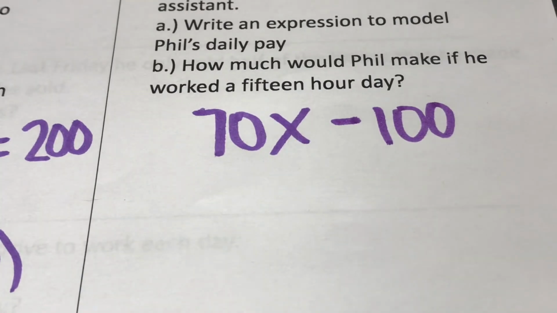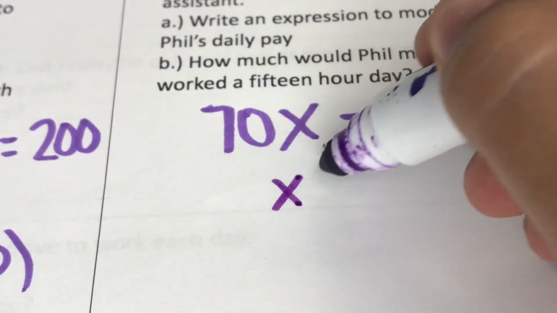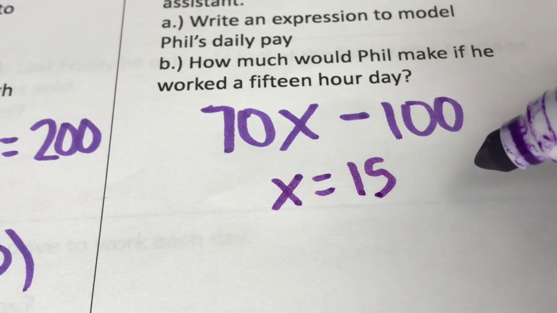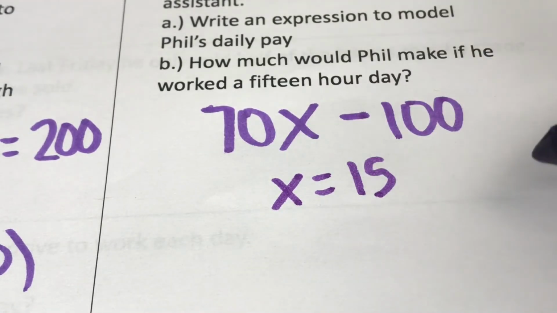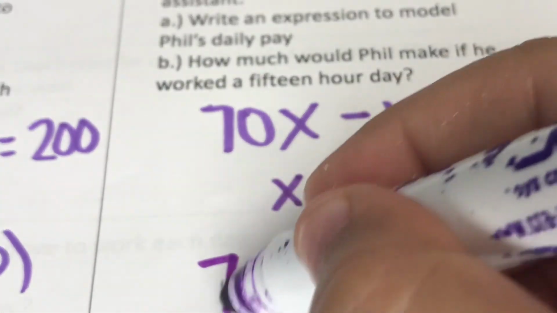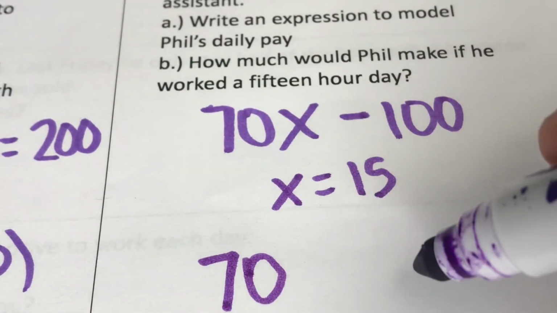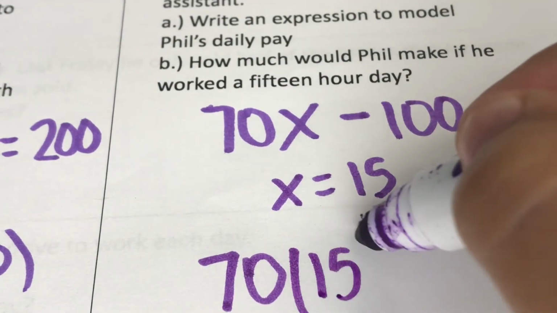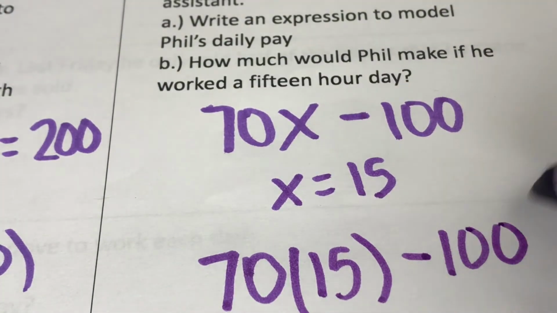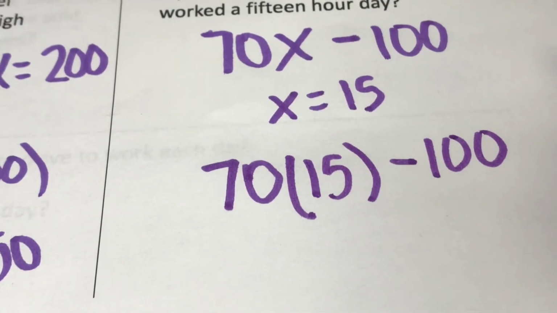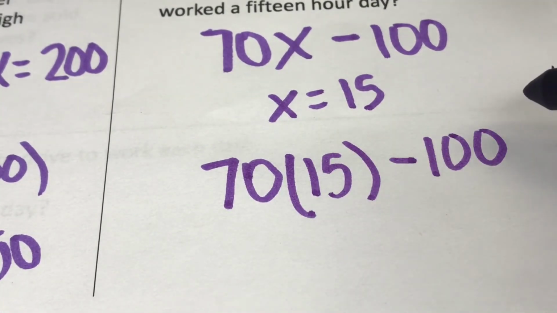So this is our expression in part A: 70x minus 100. For part B, we want to know how much Phil would make if he worked a 15-hour day. So what that's saying is now X is equal to 15. So we're going to plug in 15 wherever we see an X in the above expression. So now instead of 70 times X, it's 70 times 15 minus 100. For PEMDAS, remember, always do your multiplication before any type of subtraction. So we will figure out 70 times 15, which is equal to 1,050.